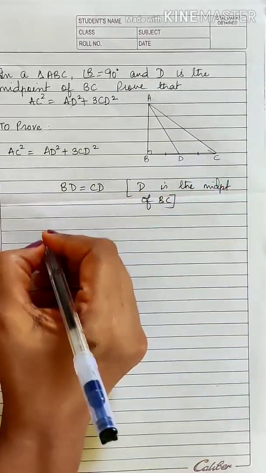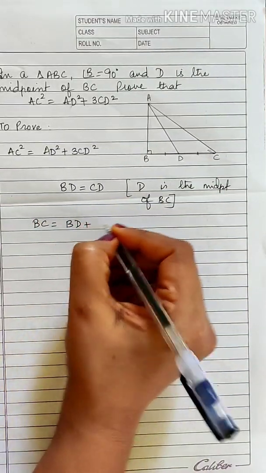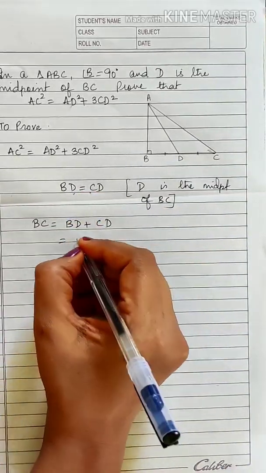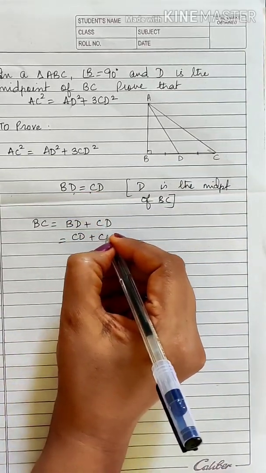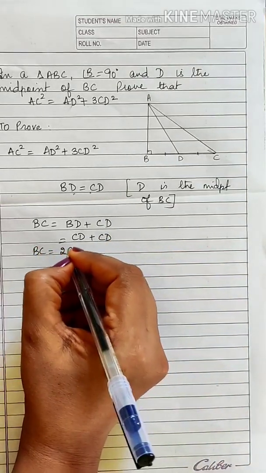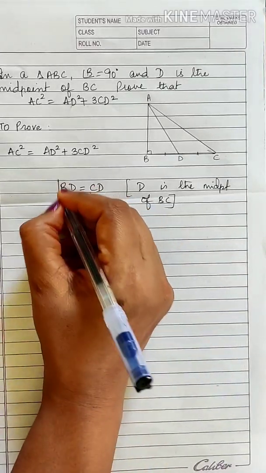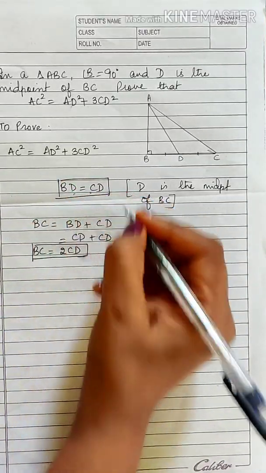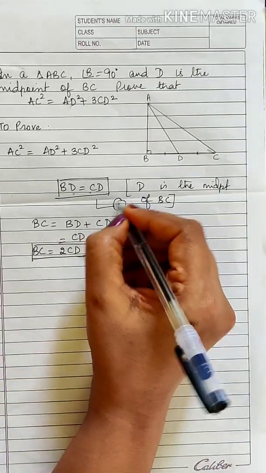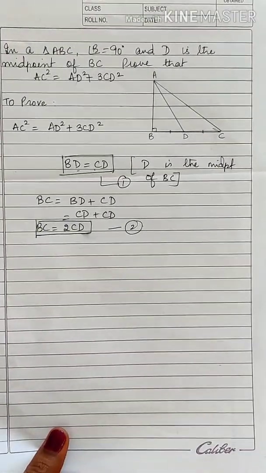And so what will happen? BC will be equal to BD plus CD. And what is BD? BD is CD. CD plus CD, which will give you BC is equal to 2CD. So here you get two results. One is BD is equal to CD and the other one is BC is equal to 2CD. Preserve this. We will do the sum now.